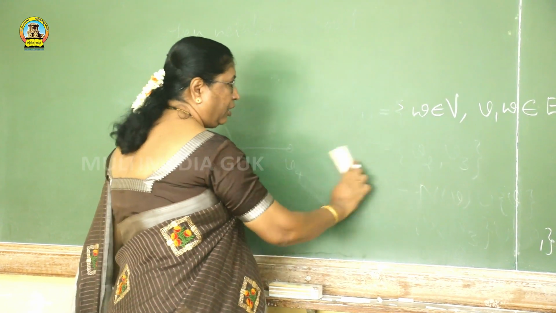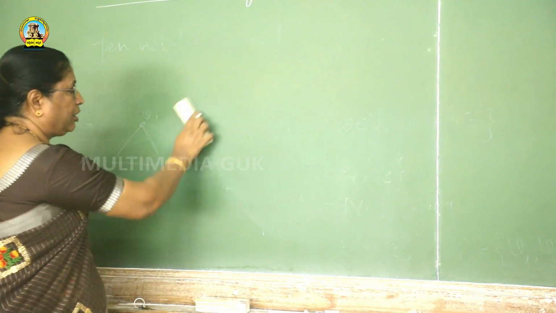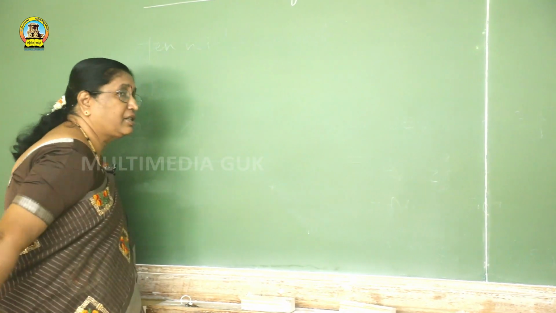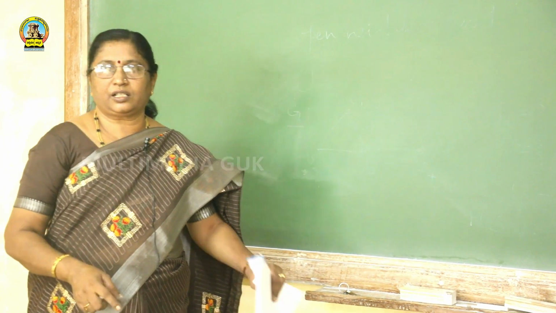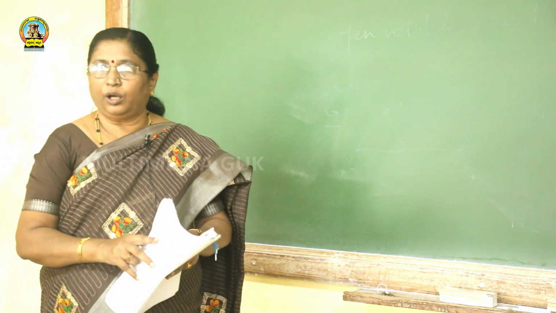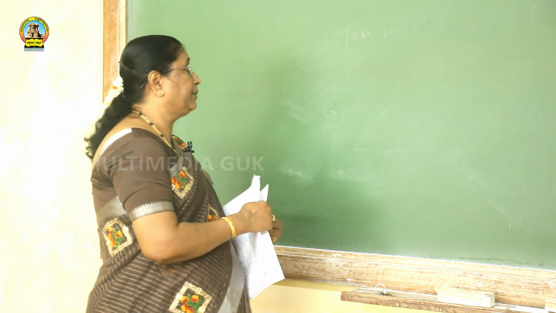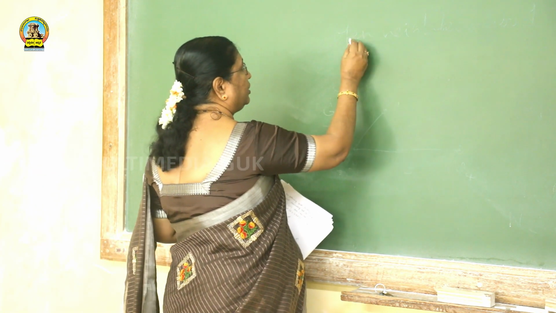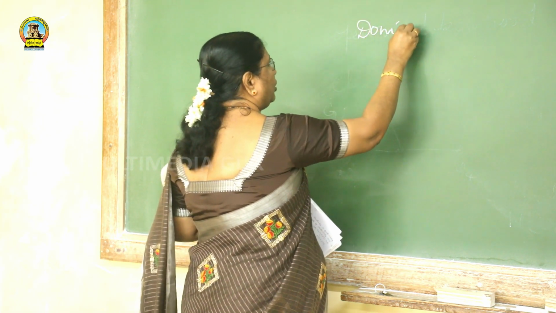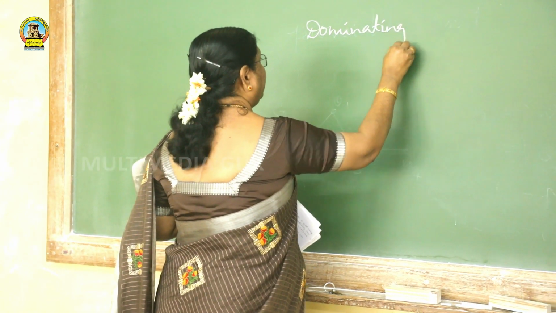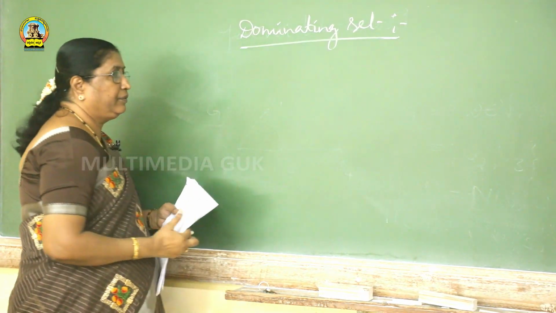How do we define domination? If any two vertices in a graph are adjacent, then we say that the corresponding vertices are dominated by each other. That is the meaning of domination. Now with that, let us know about the meaning of a dominating set.